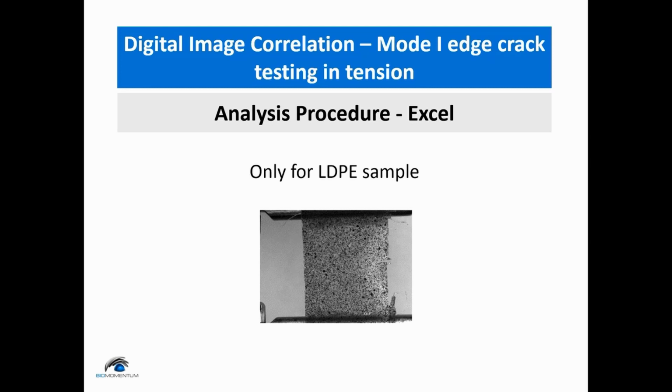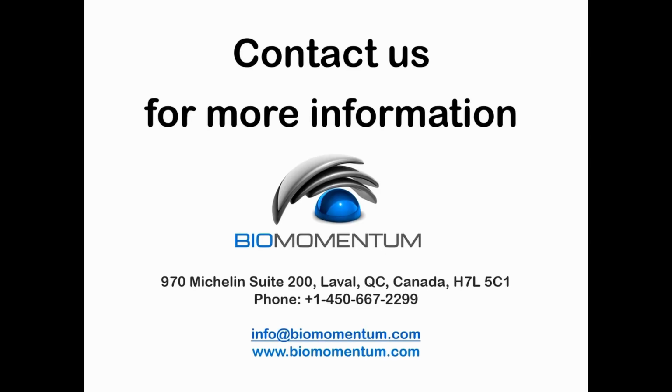That's it for the lab module on digital image correlation for Mode 1 edge crack testing intention. I hope you found this tutorial helpful. Through this module, the student should now be able to assimilate the key concept of DIC, the behaviors of conventional and biological materials when in tension, and the use of the Dugdale model.